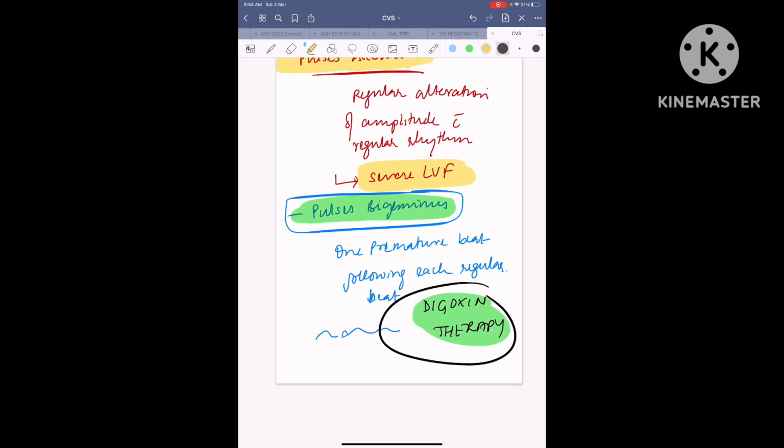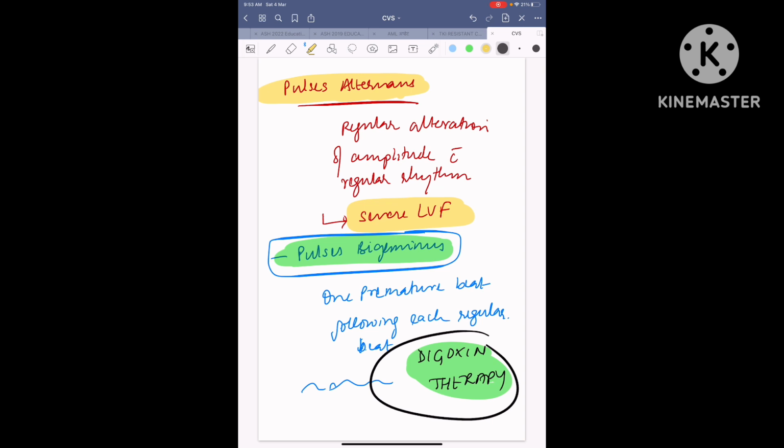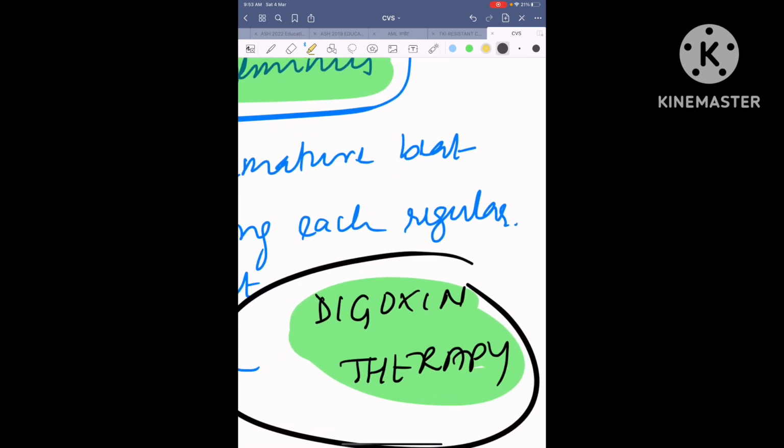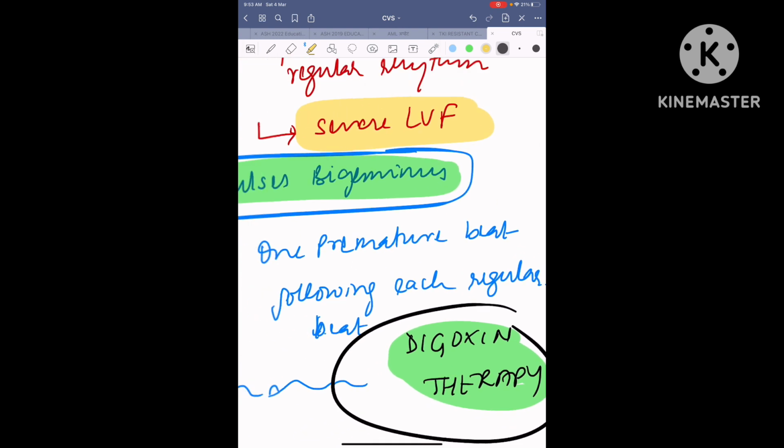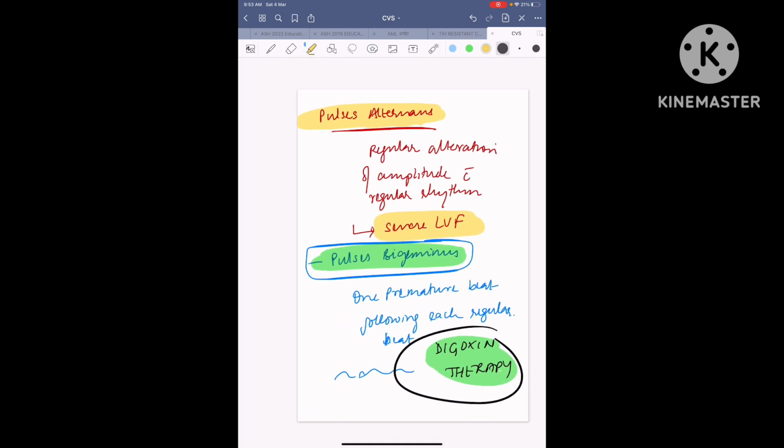Then pulsus bigeminus. Pulsus bigeminus is the presence of a premature beat following each regular beat. And where do you see it? In digoxin therapy. In digoxin therapy, you see a premature beat following each regular beat, known as pulsus bigeminus.